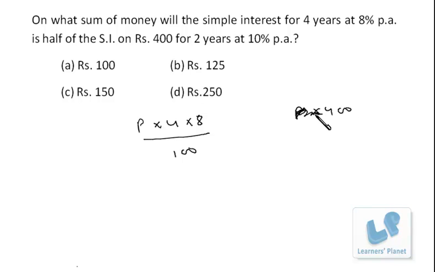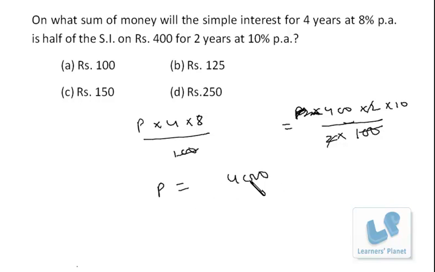Principal is already given to us, that is 400 for 2 years at 10% by 100. Now, according to the question, this simple interest should be half of this. So this simple interest is half of this. Now we can solve and get the value of P. So principal is equal to 4,000 by 8 into 4. So it's 1,000 by 8, that is 125 rupees. Very simple.